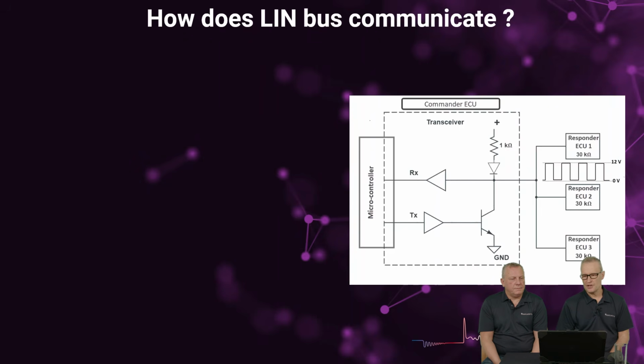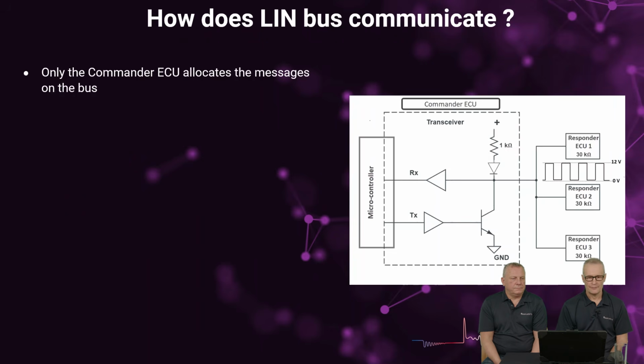So how does LIN Bus communicate? Here is the transceiver that's inside a LIN ECU. Only the commander ECU allocates the messages on the bus, so certainly initiates the thing. So every packet that we'll see on the bus will contain information from the commander.